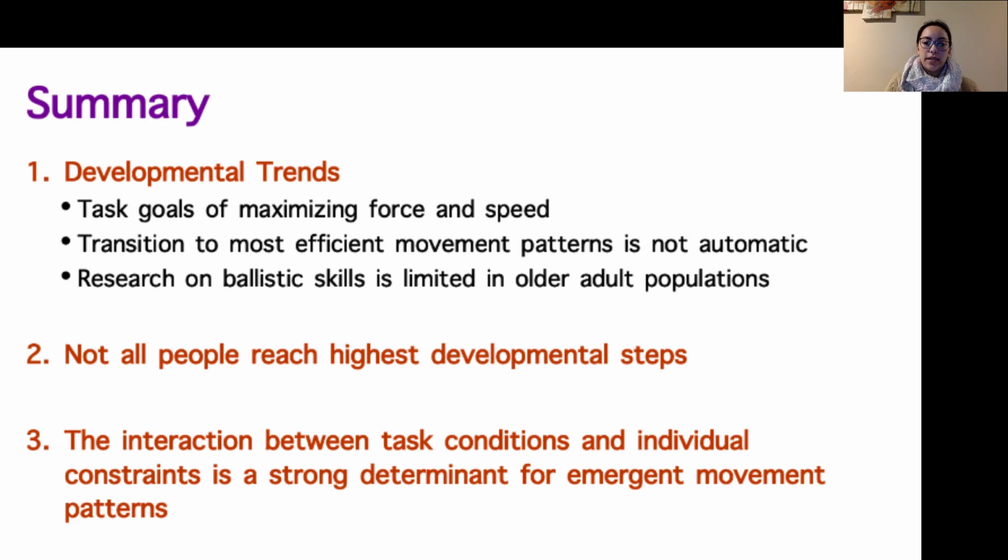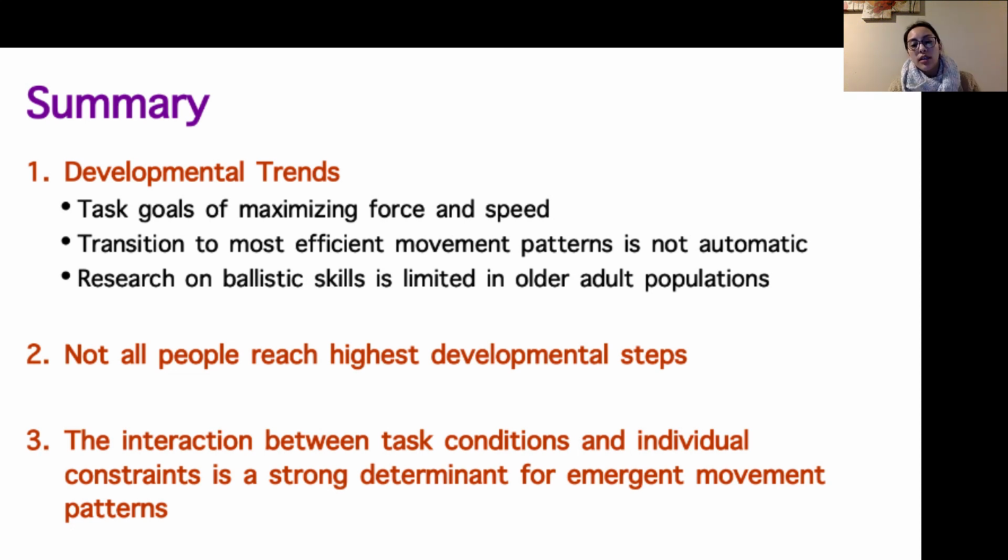Lastly, the interaction between task conditions or goals and individual constraints is a fairly strong determinant for emergent movement patterns. So our examples that we've commented on are task conditions or task goals that focus on force or accuracy. In our throwing examples, we could see there's a regression of developmental sequences when we have to throw for accuracy versus when we throw for force. And it's not necessarily a bad thing, right? Because performance could still be good with a lower proficiency classification.